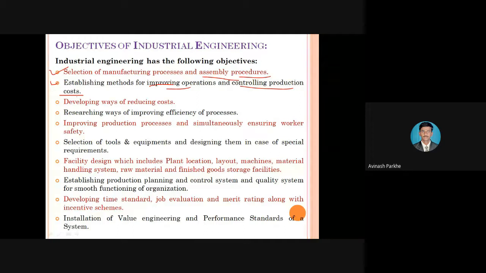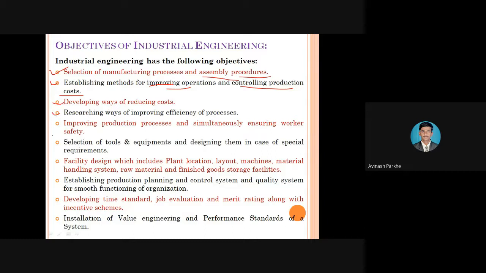Then third, developing the way of reducing the cost. Reducing the cost means whatever the production cost is, we have to reduce it. How will it be reduced? We have to provide standard or skilled workers to operate the machines. If it is possible to provide CNC or VMC machines, then automatically your production cost decreases. Also, with a minimum number of inputs, if I achieve the maximum output, then I can reduce the production cost. So this is the third objective.